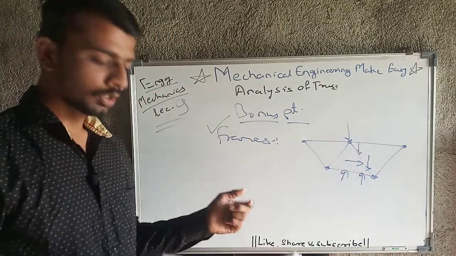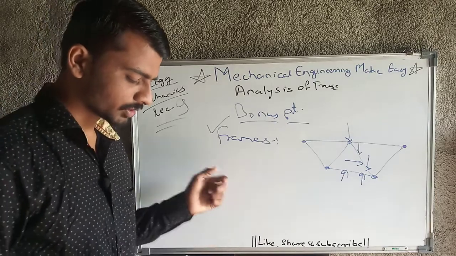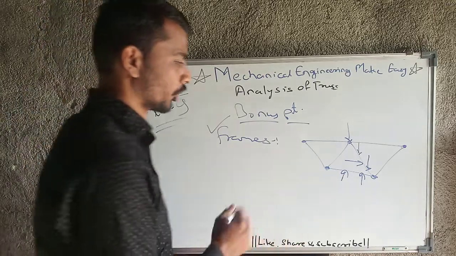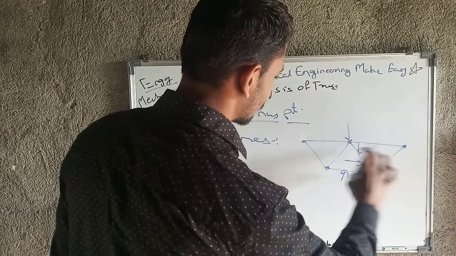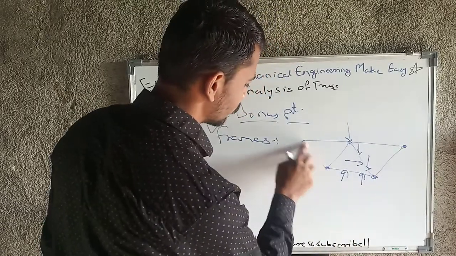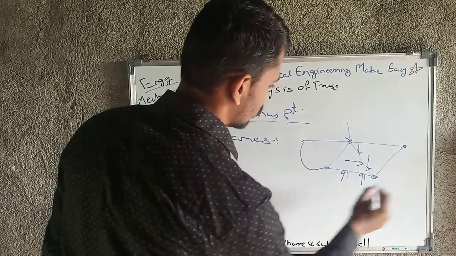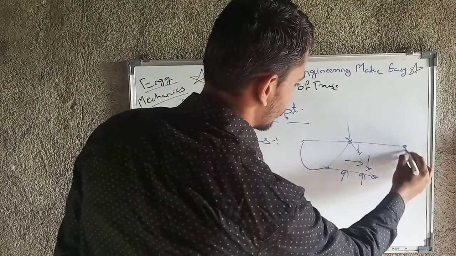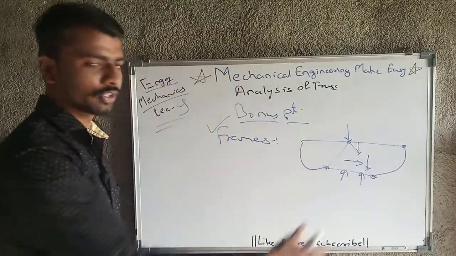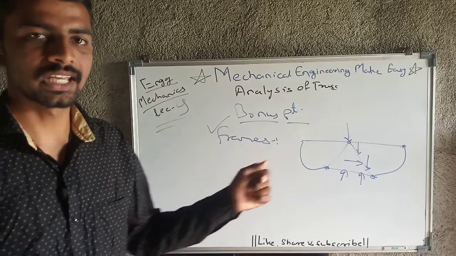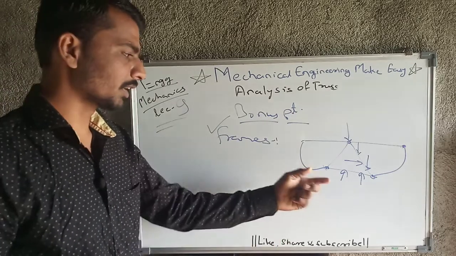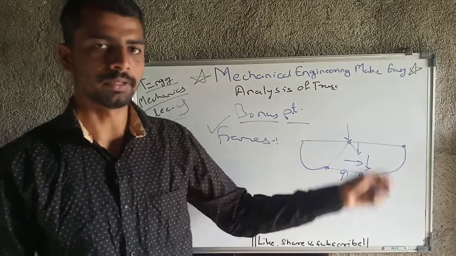A frame is made of straight or bent members and pin joints. It is not the case that we only use straight members; here we can use bent members also. In the case of frames we can use bent members, but in the case of truss we can use only straight members. And again, one assumption is the same, that is pin joints.